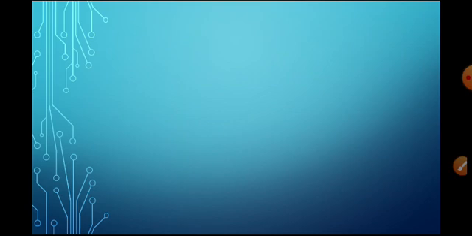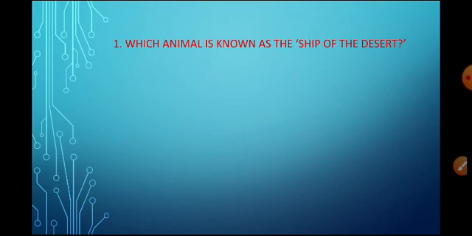So the first question is, which animal is known as the ship of the desert? I think you have read in class 3. So there is a topic. The answer is camel. Yes, the answer is camel. You got it right.